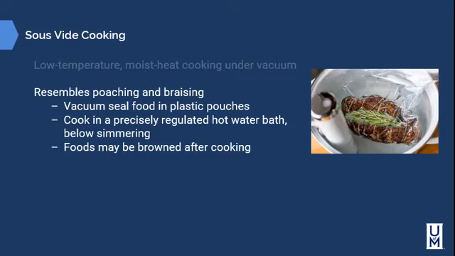Typically what we use is an immersion circulator. As you can see in the picture, it's small. The original ones of these were quite bulky and cost a lot. Now you can buy them for as low as $60. What it does is it literally heats the water and circulates the water at the same time, keeping the water hot throughout. Foods may be browned after cooking.